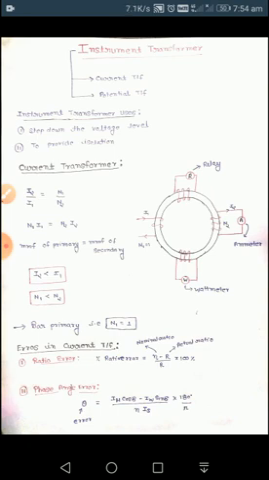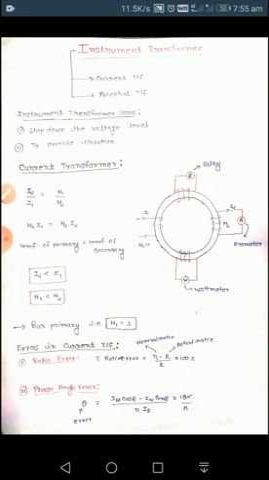Why is it so? Because N1 I1 is equal to N2 I2. That is, MMF of both primary and secondary winding is the same.